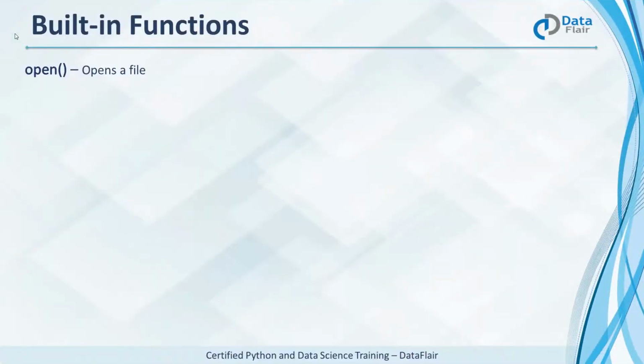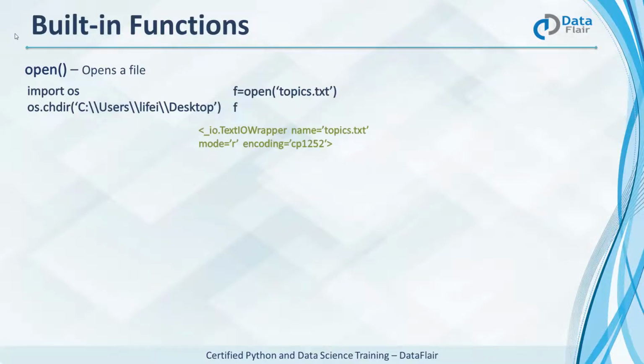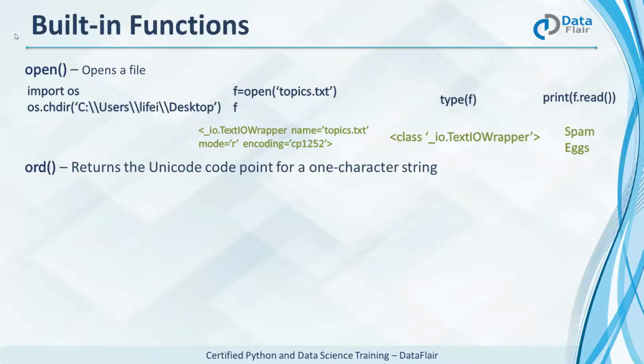The open function opens the file. Go to desktop, open file topics.txt. This is a text IO wrapper, and read it. Complementary to chr, ord returns the Unicode code point for a 1-character string. A is 65, 9 is 57. It takes a string of length 1.